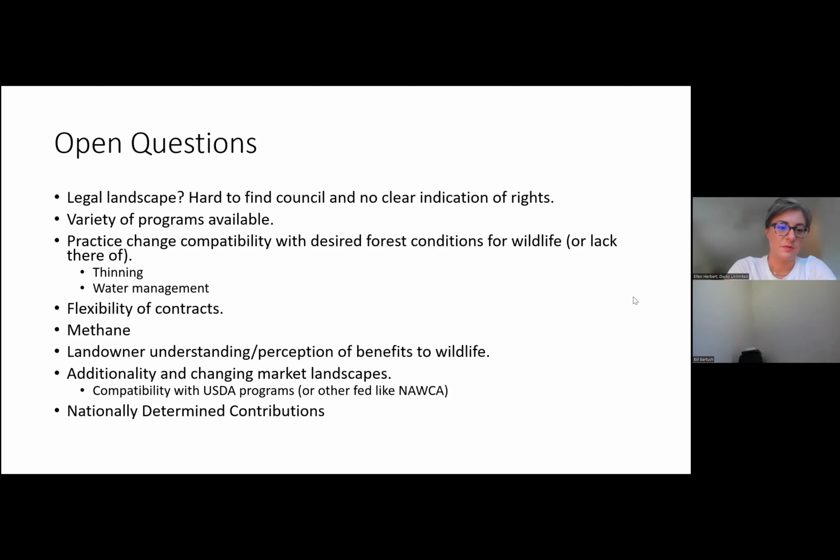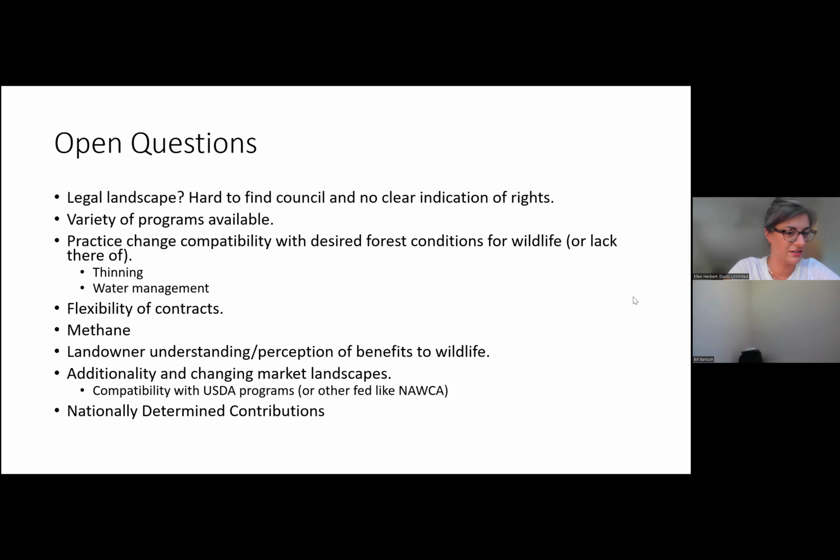One of the ones that sort of keeps me up at night working for Ducks Unlimited is the change in practices required and their compatibility with desired forest conditions for wildlife, or maybe lack of compatibility. Certain projects like improved forest management, you can kind of get locked into a certain set of practices, and what that does for things like some of the thinning we would like to see to improve habitat conditions, they may not be compatible with maximizing carbon storage. Some of the things we'd like to see for wildlife.